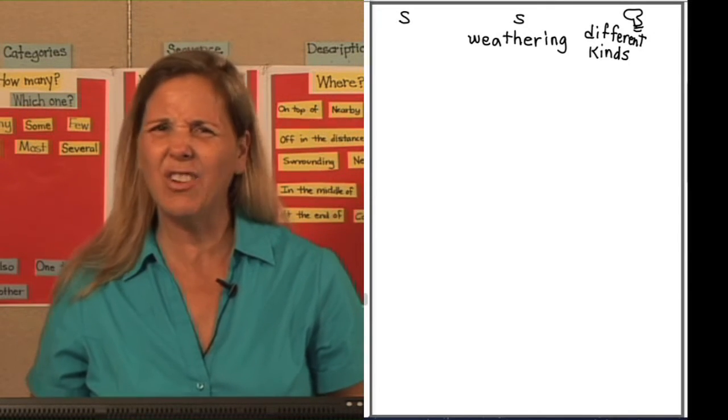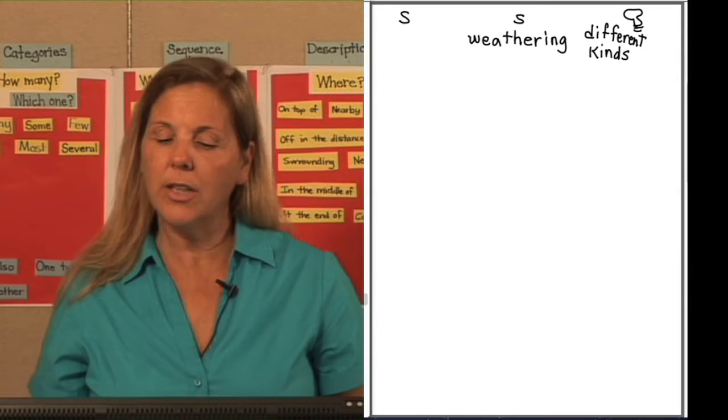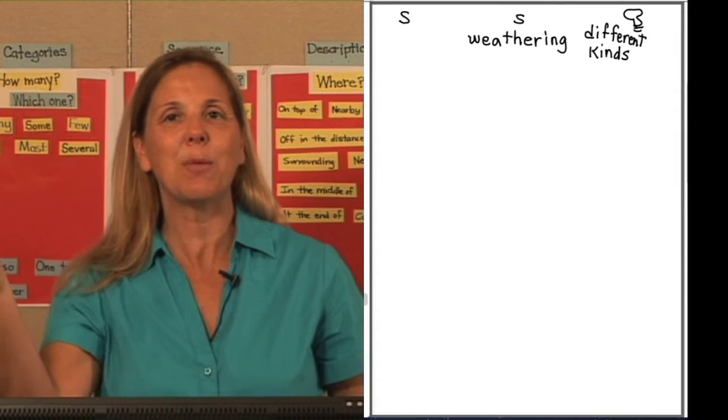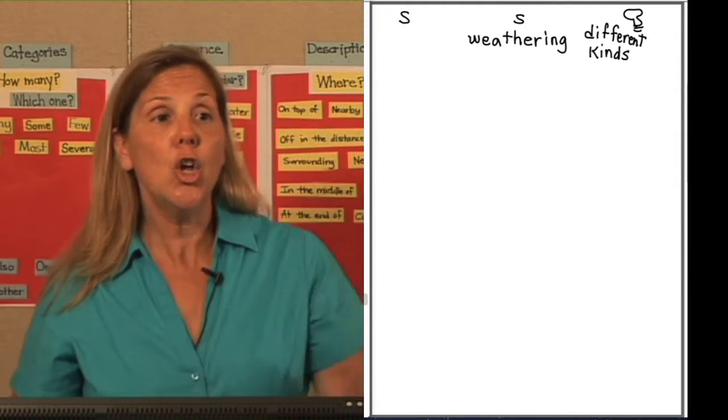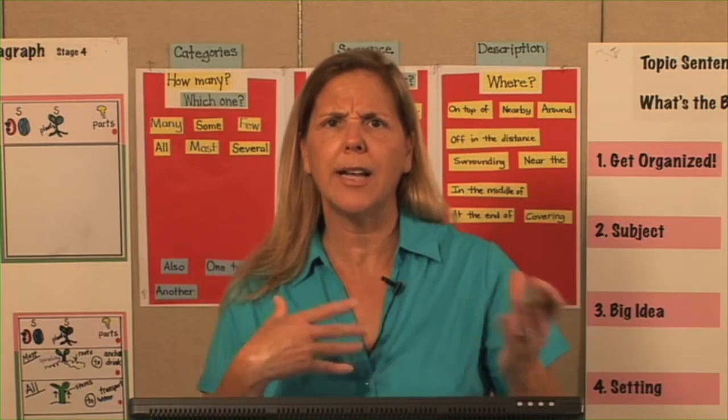About the different kinds of weathering. But it doesn't sound right to say weathering different kinds. That's why we practice saying it. Let's go back and say it again. There are different kinds of weathering. So that's our big idea. Hey, let's add, who cares? Why is that so important? Why is it so important that there's different kinds of weathering?